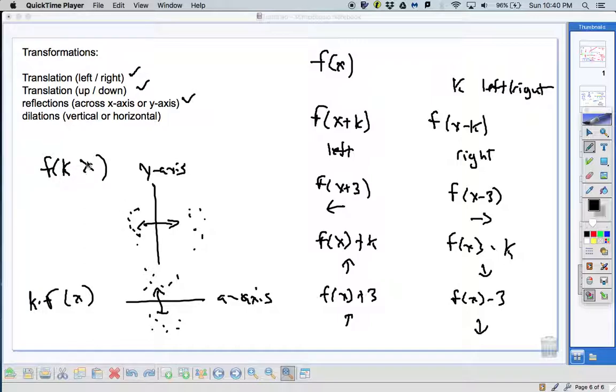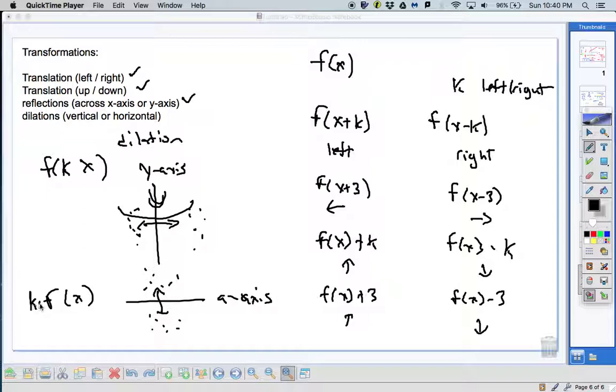Okay, so when k is inside, that means our points are moving left and right. So instead of being a reflection, this is a dilation. So I'd have something that looked like this, and now it's either much wider or it's much narrower, but it got stretched left and right.